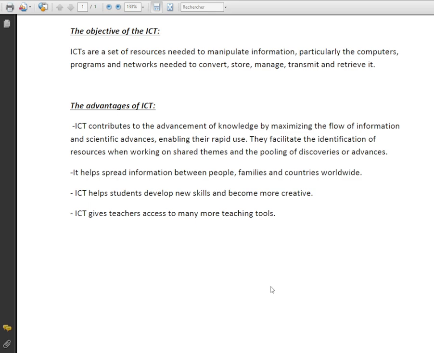Then, for the third point, ICT helps students develop new skills and become more creative. For this one, developing new skills, think for example of the use of the internet. It may help someone learn new languages or discover new traditions, new countries and such. Just by exploring the internet, it helps us accumulate new knowledge about themes we couldn't discover by ourselves through normal means.